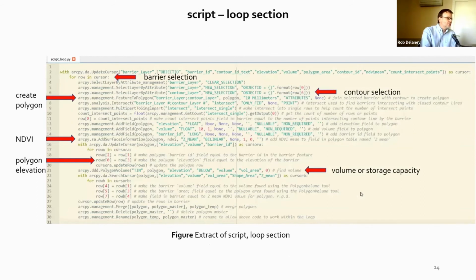I'm not going to go through every single line, it's just to give an idea of some of the key features of the script: selecting the barrier, selecting the contour, creating the polygon, obtaining secondary information, getting the polygon elevation, and then finding the volume, the storage volume of the barrier.